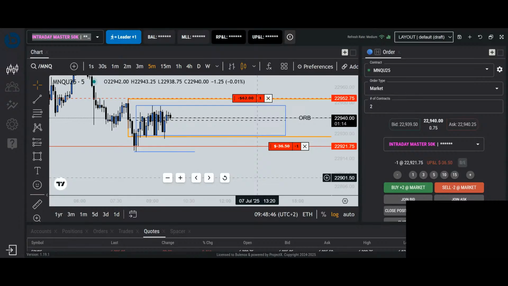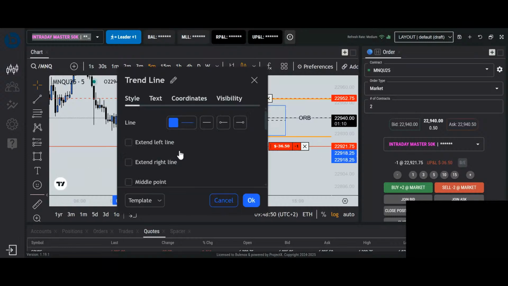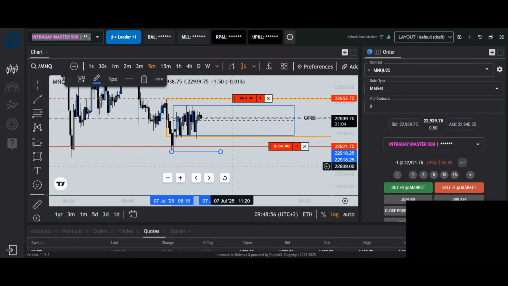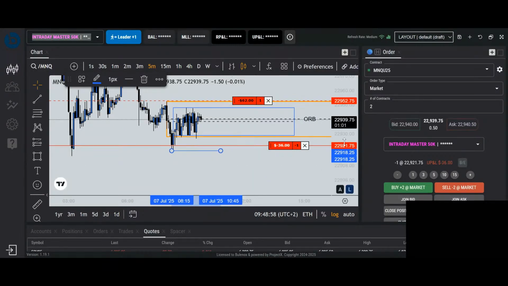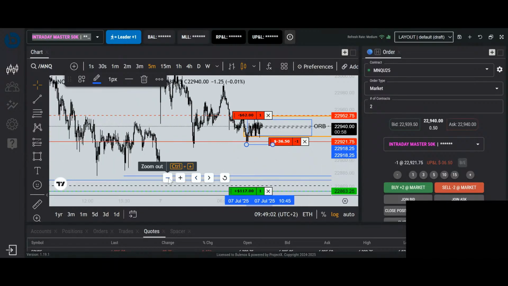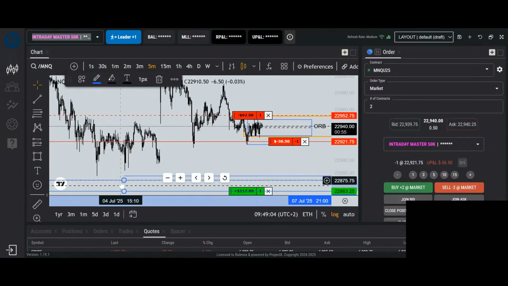I will end the stream in about 10 minutes from now. If we do close below here, I would definitely want to add again. Then I would move my TP to the upper part of this 1 hour or this 15-minute fair value gap or previous day low.